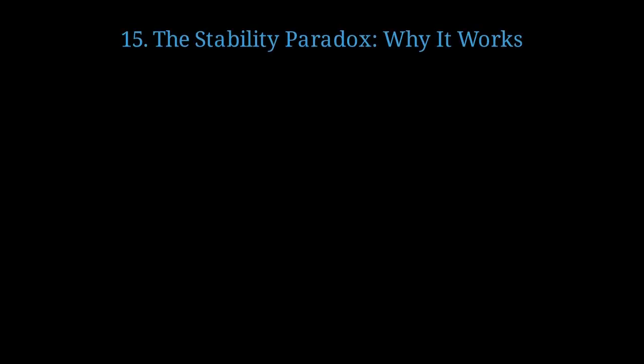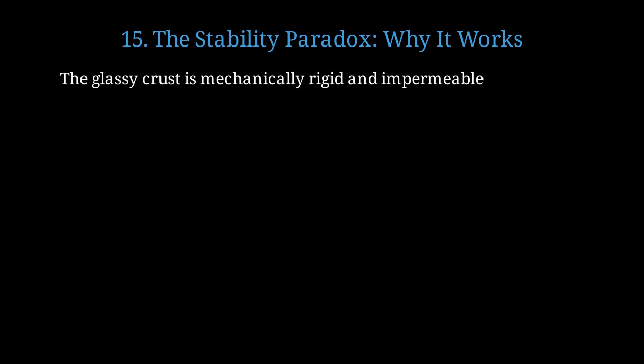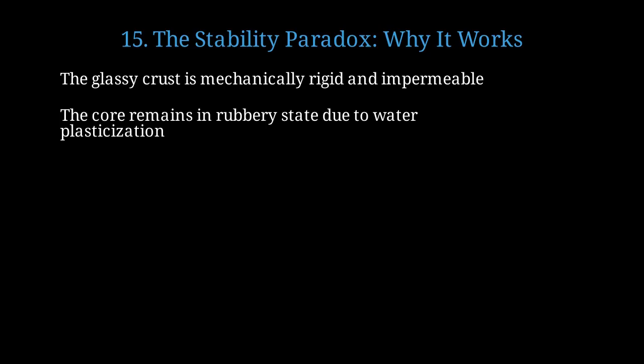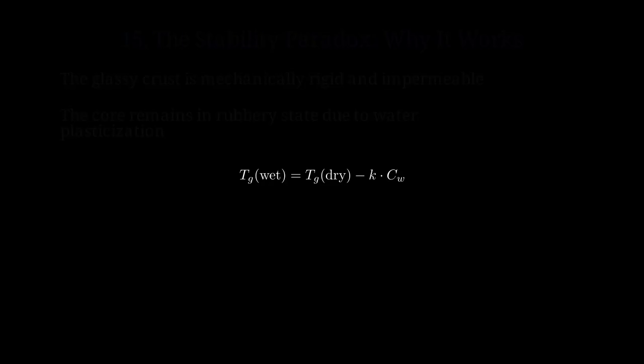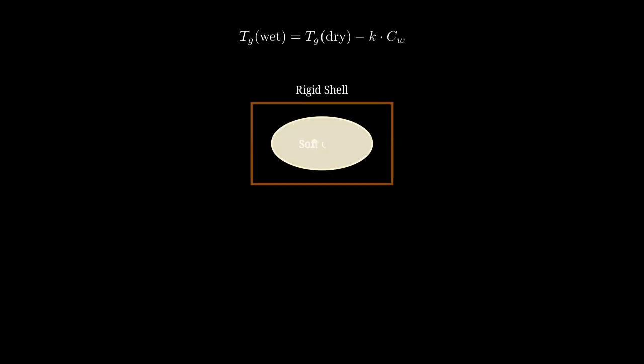Finally, let's address why this paradoxical structure remains stable after cooling. The glassy crust becomes mechanically rigid and impermeable to moisture once cooled below its glass transition temperature. The core remains in a rubbery state because water acts as a plasticizer, lowering its effective glass transition temperature. Glass transition of wet material equals glass transition of dry material minus K times water concentration, where K is the plasticization coefficient. The final structure is a rigid protective shell surrounding a soft deformable core, mechanically stable at room temperature.